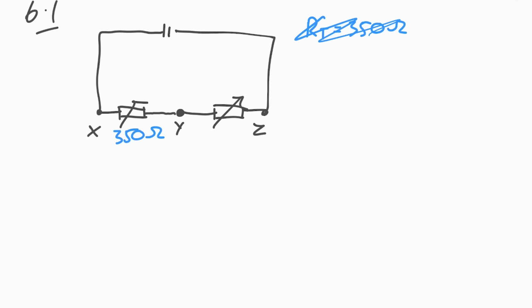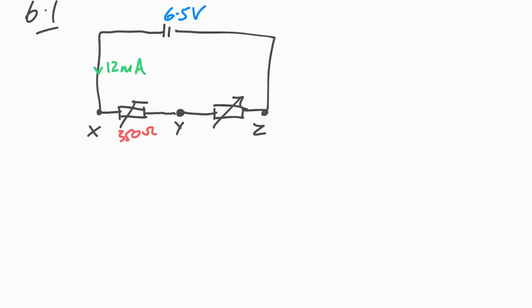And the circuit current is 12 milliamps. I should really be color coding my things. I'll try to color code to be consistent. So that's 350 ohms. I always use green for current for some reason. What are we being asked? To calculate the resistance of the variable resistor. We have an EMF of 6.5 volts. So first of all, we want to find the PD across the thermistor.